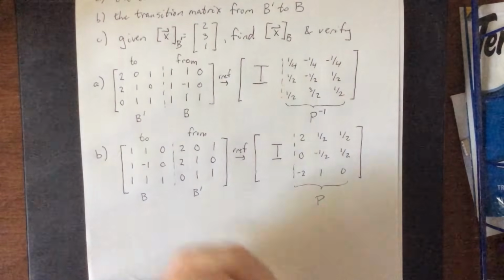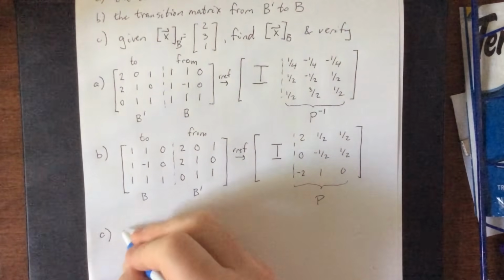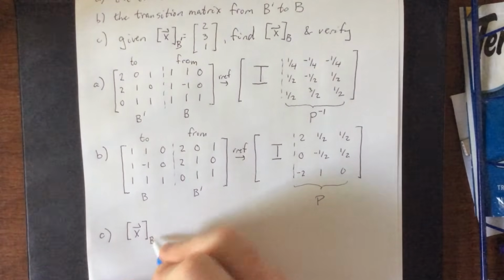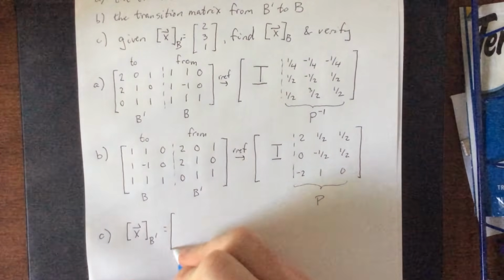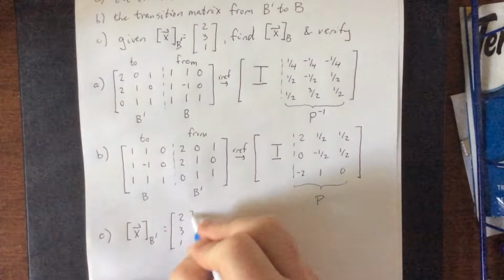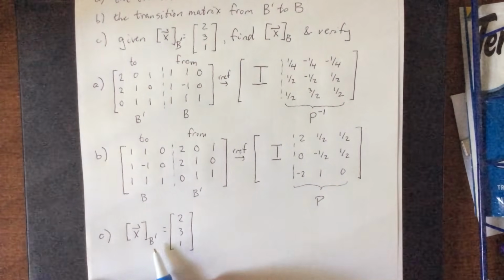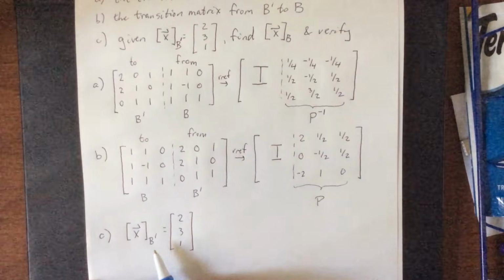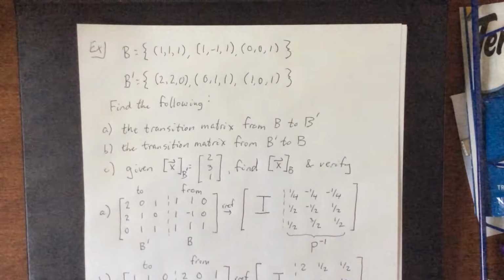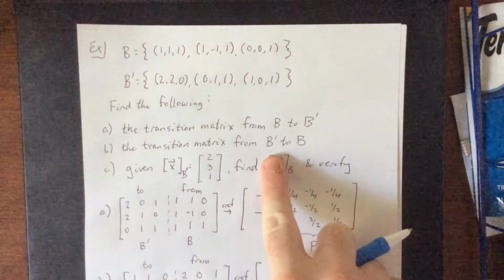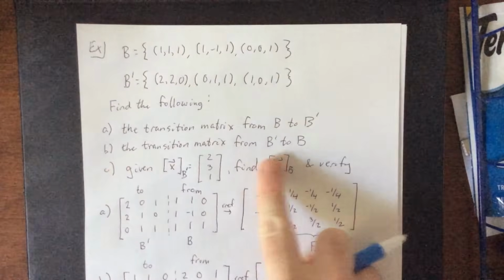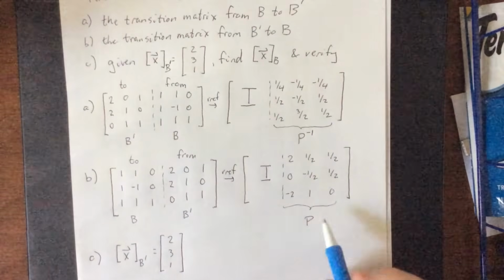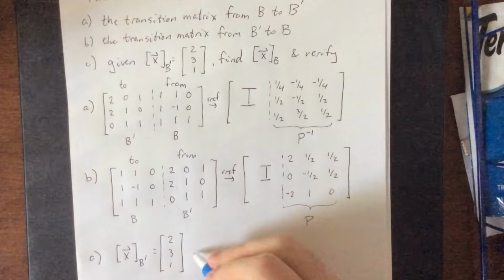Now, as far as part C is concerned, we have been told that the coordinate matrix of x relative to basis B prime is equal to the coordinate matrix 2, 3, 1. This means that for part C, we are going to be transitioning from B prime to B. From B prime to B means that we should be using our result from part B, the transition matrix from B prime to B. So we're going to be using this matrix as our transition matrix.